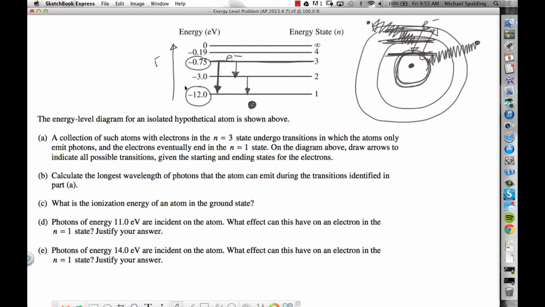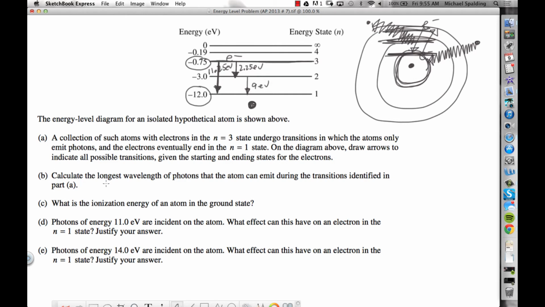Okay, so how do we figure out the energy of this transition? Well, what's the difference between 12 and 0.75? 11.25. Okay, electron volts. Electron volts is a unit of energy. Okay, how much energy is this transition, from negative 0.75 down to negative 3? That's going to be 2.25. Okay, and then this one here is going to be 9.